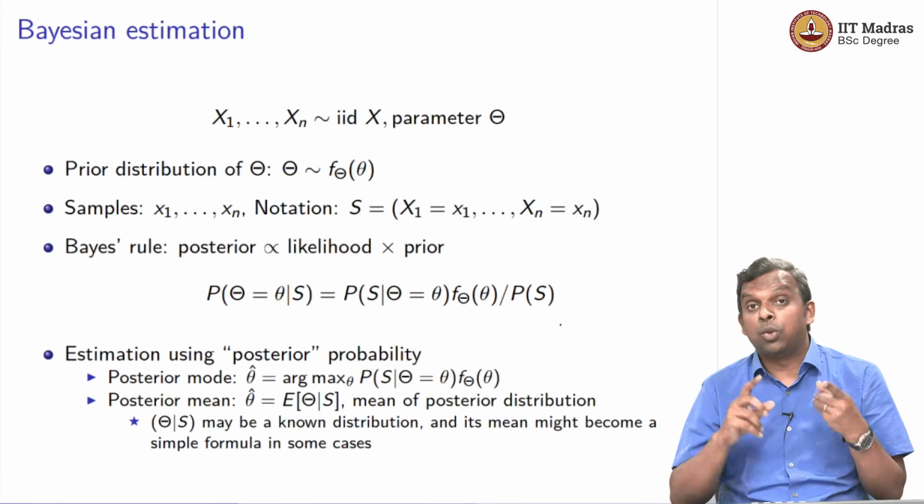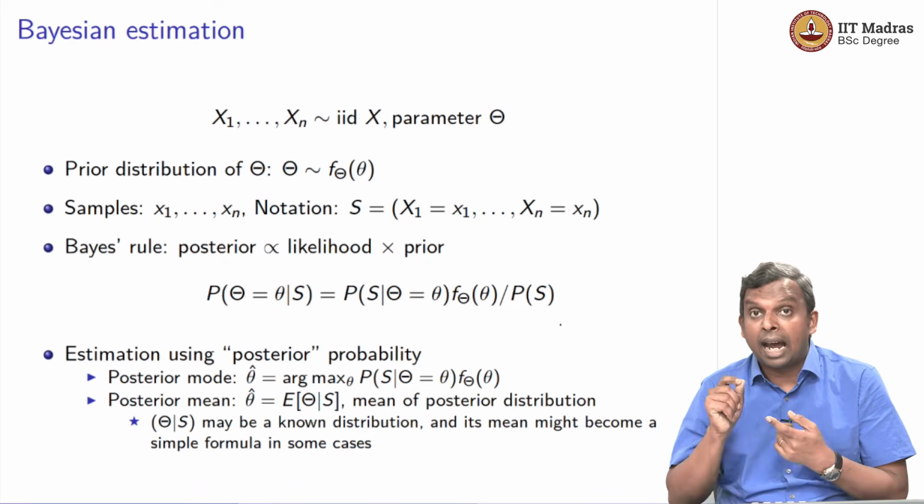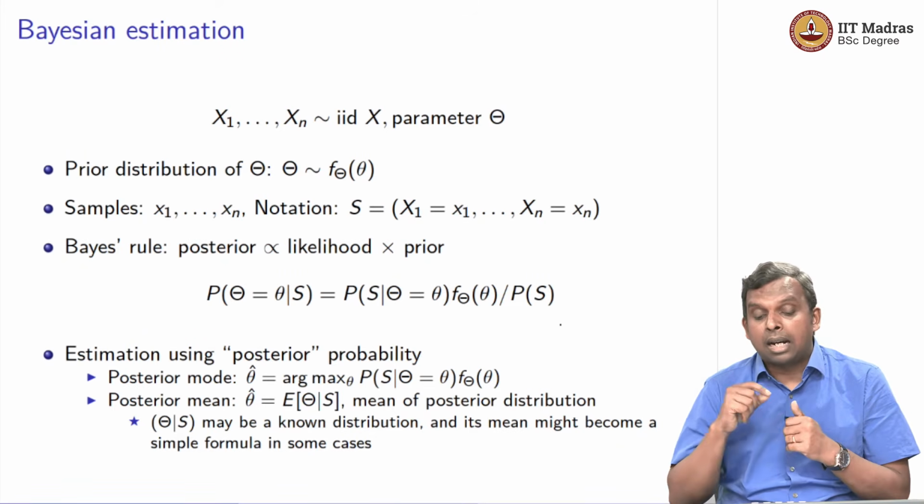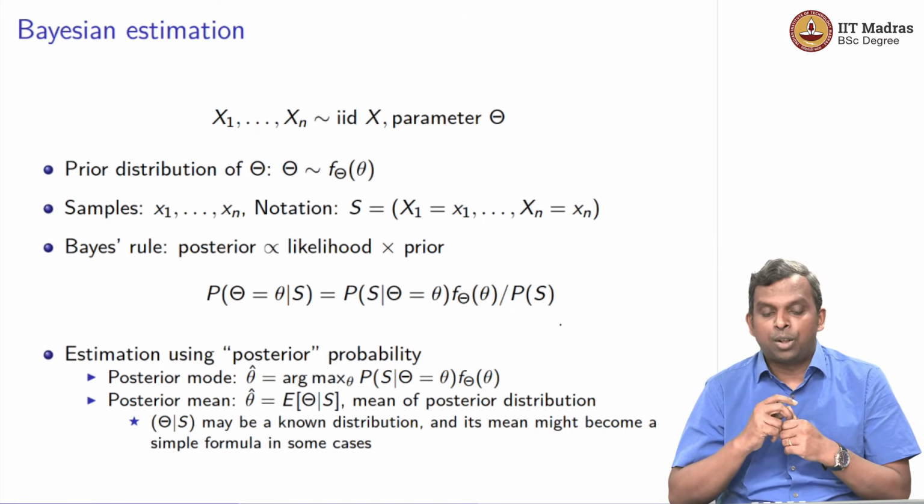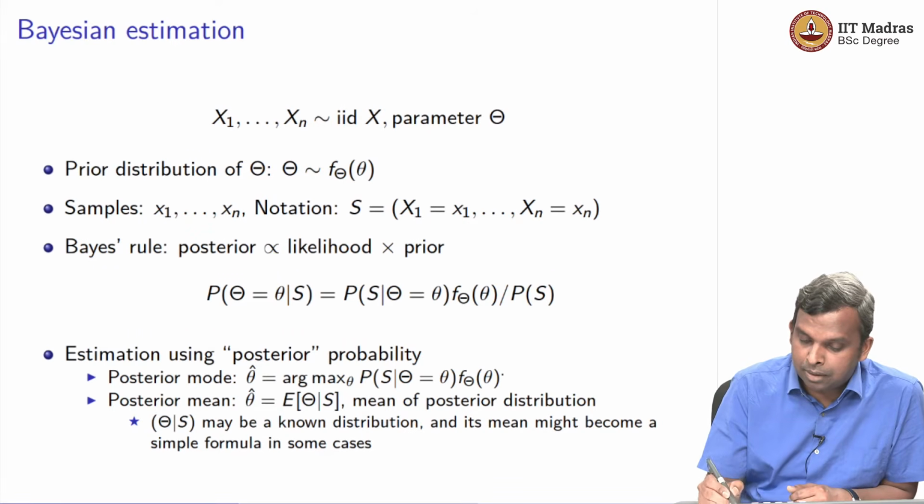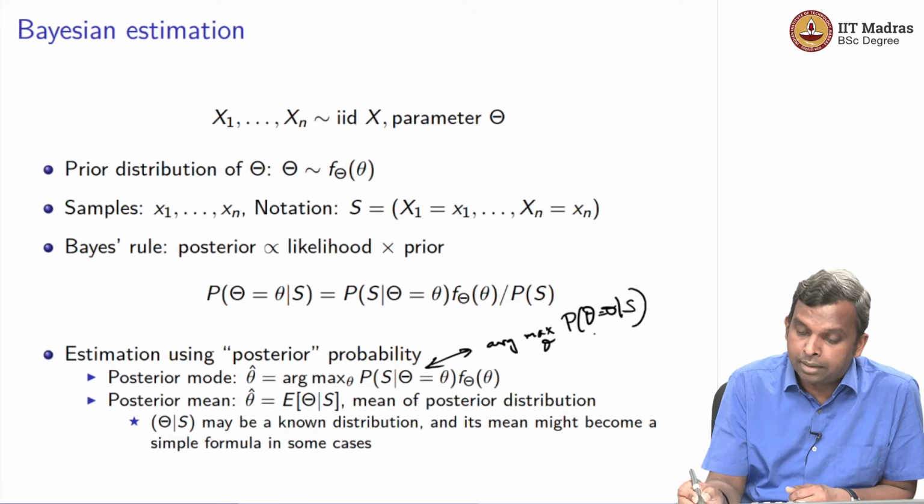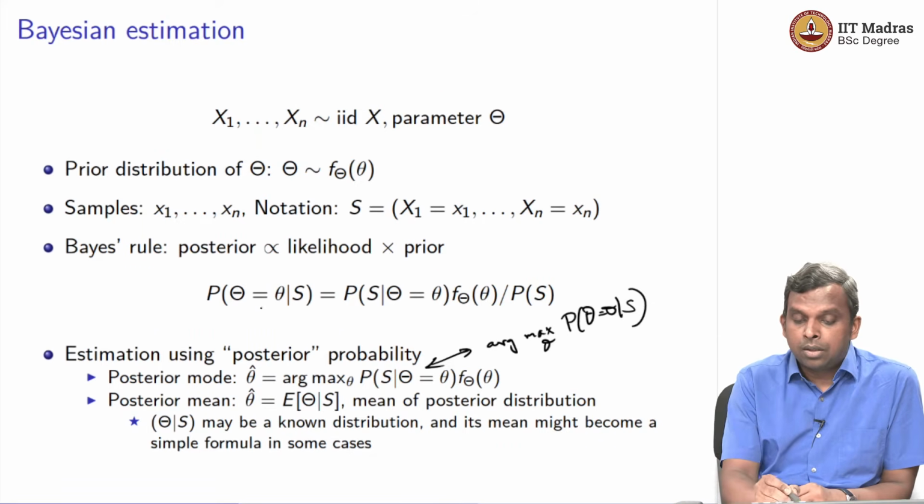So you can use the posterior mode if you want, which will simply set theta hat, your estimator, to be the argmax over theta of probability of theta equals theta given S. Why is that? Because these two are proportional.